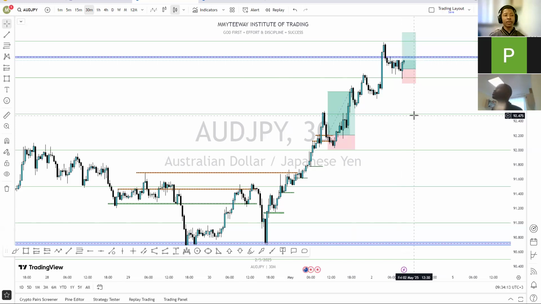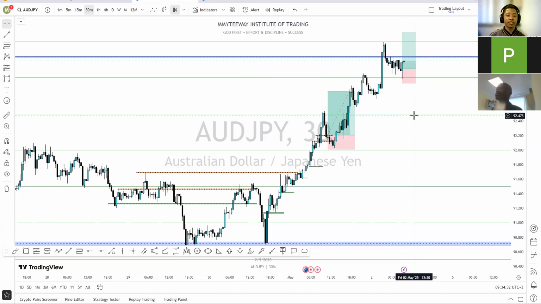So we have two confluences: a fair value gap and a psychological level. As we all know, I draw my psychological levels on currency pairs after every 50 pips, and on gold, I now draw them after every 500 pips because it is moving very volatile nowadays.